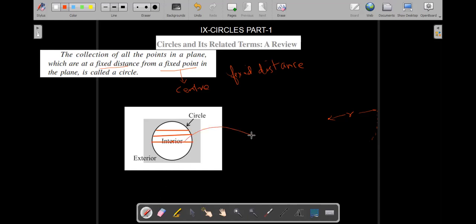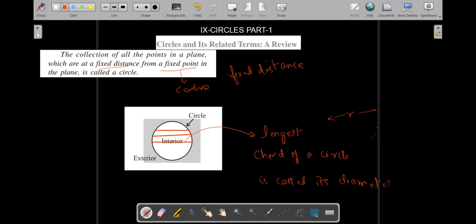So we can say the longest chord of a circle is called its diameter.